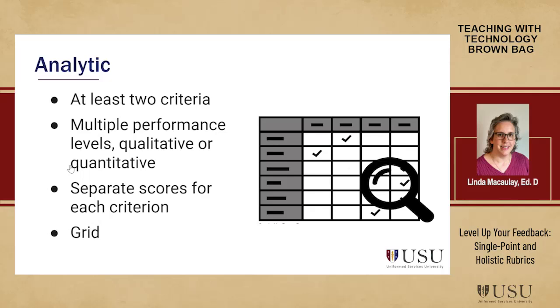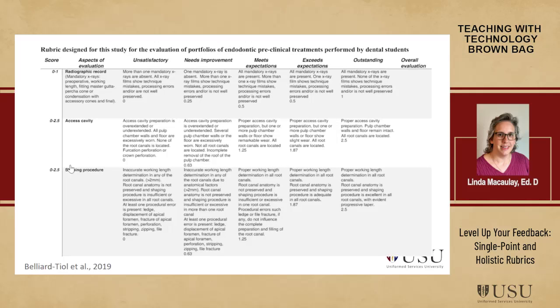So just to recap, an analytic rubric has at least 2 criteria, has multiple performance levels that are either qualitative or quantitative, and you have separate scores for each of the criterion, and it's all in a grid. So if you see that, that's a hint that it might be analytic.